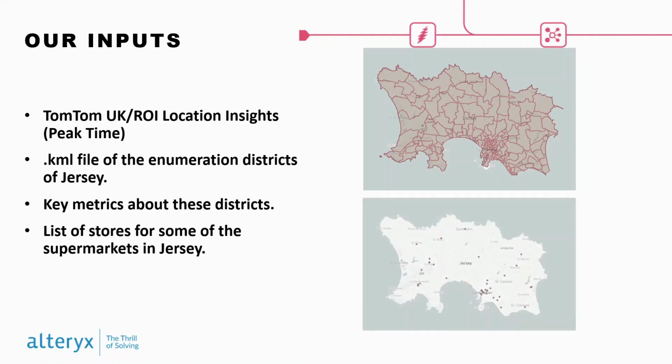Finally, we have the lists of some supermarkets around Jersey. We just have some of the big ones at the moment, like the Waitrose and the Co-ops and the Alliances, M&S and so on. But we've been able to plot them on the map just based off their lat long.